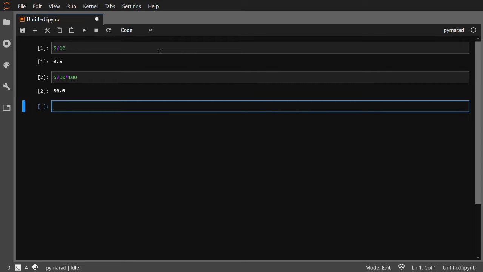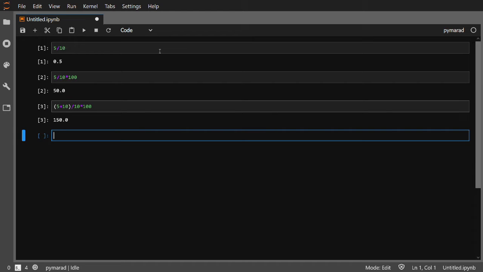Next, you buy 10 more apples. First question for you: what percentage do you have in respect to the initial 10 apples? So you have currently 15 apples. Let's put it into brackets. We added 10 more and we are comparing it to the initial 10 apples. And then again, I want to have it in percentages, so I multiply by 100. And there you go, you now have 150% of your initial amount.